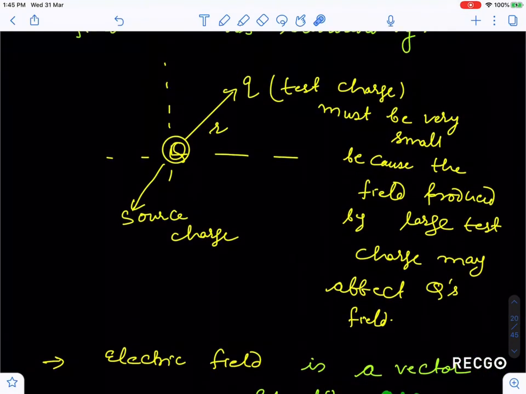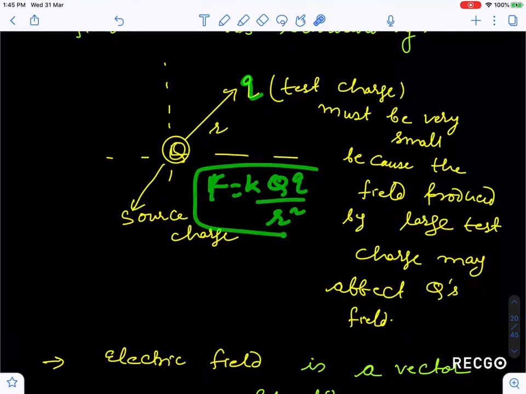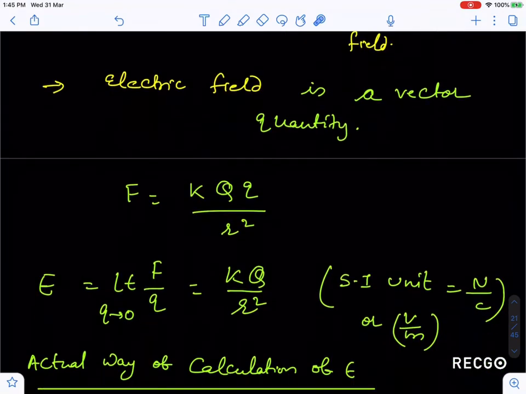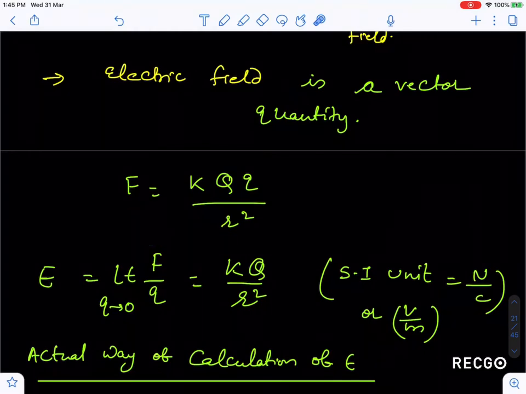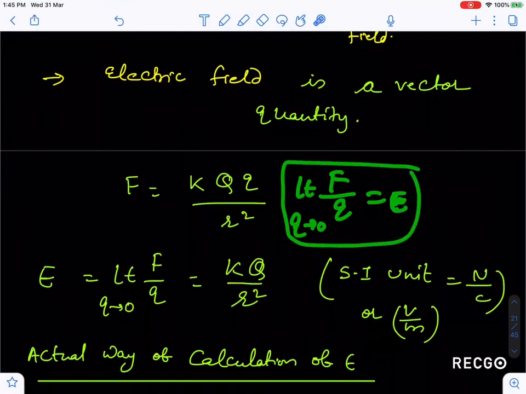So guys, how much force this q is experiencing, you can write F is equal to k Q q divided by r square. This is the scalar form of force I have written. Now guys, what is electric field? If you bring this charge very small, with limit tending to 0, then F by q, where limit of q tends to 0, is nothing but electric field. So you have to keep in mind electric field is force per unit charge, and that is why its unit is Newton per coulomb.